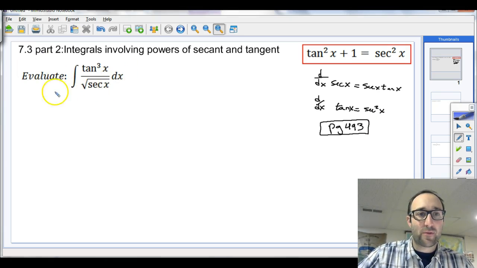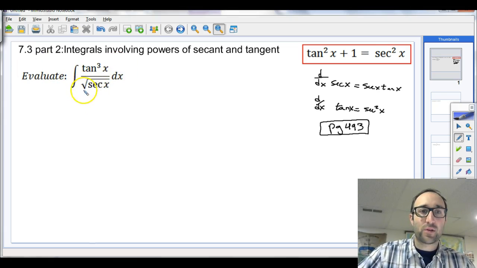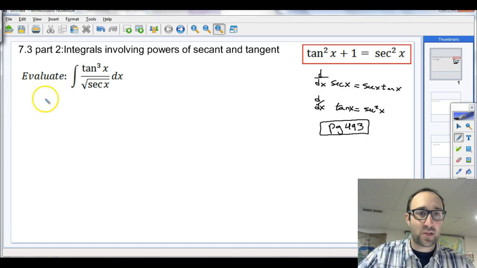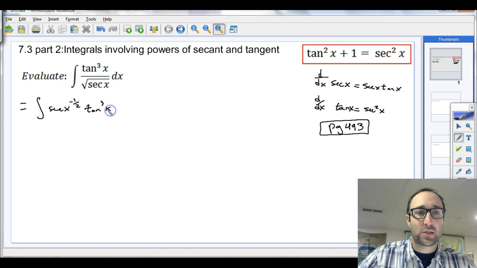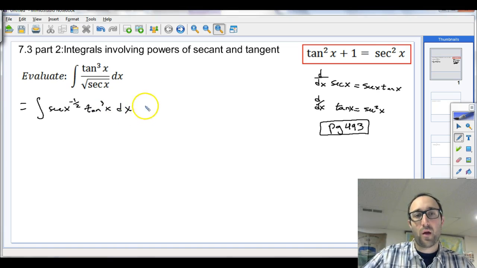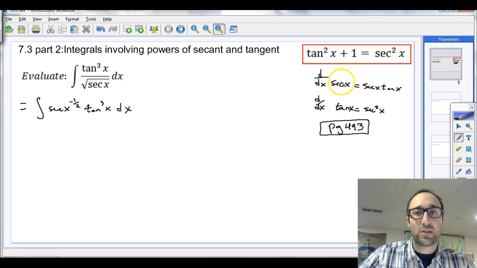So here we go. Here's our first example: the integral of tangent cubed over the square root of secant x dx. The first thing you probably want to do is rewrite this as the integral of secant x to the negative 1/2 tangent cubed x dx. If I want to have it all in terms of secant, I want to make sure that I have a secant tangent.